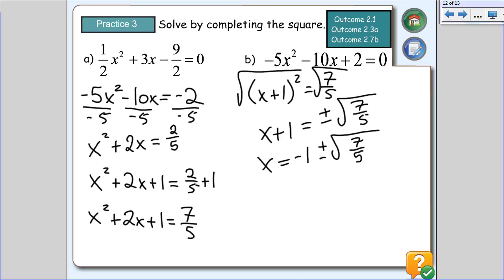We can't bring it in because of this plus or minus here. That creates two equations. So remember there's situation one, which is negative 1 plus root 7/5. And there's situation 2, which is negative 1 minus root 7/5. So because there's two situations, we can't combine these things at all.